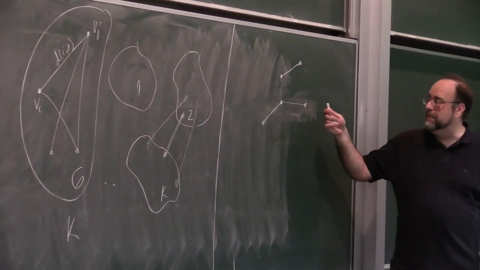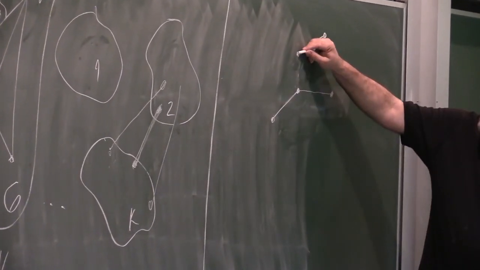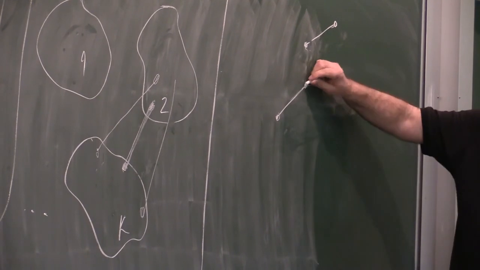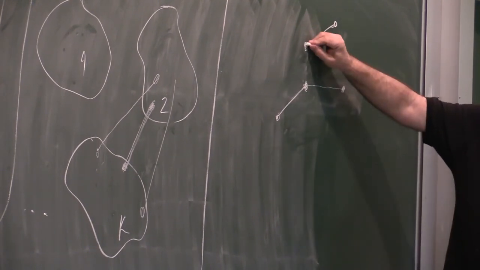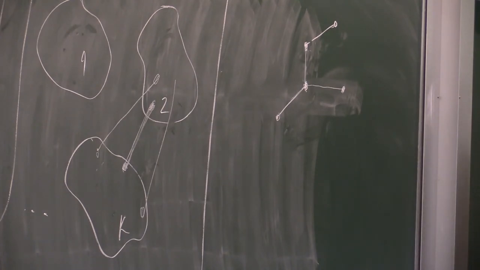So I simply look at the next pair, say the next pair is this point and that point. These two guys are fused together and this is a new cluster out of these two, and I keep doing that. When do I terminate? And what am I actually doing here? Yes?